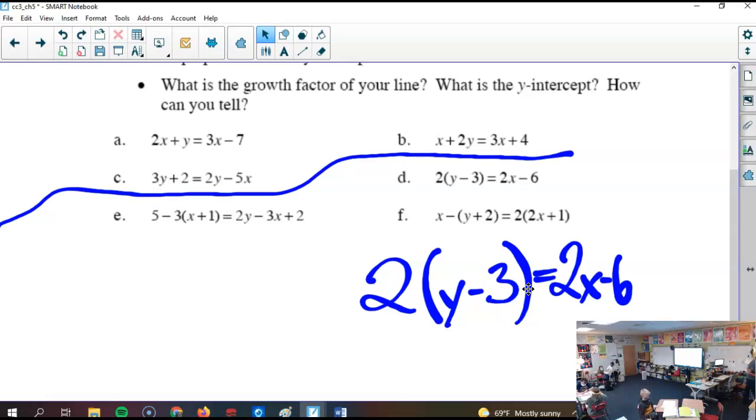Green and orange on the color contrast. Try to get that to y equals.